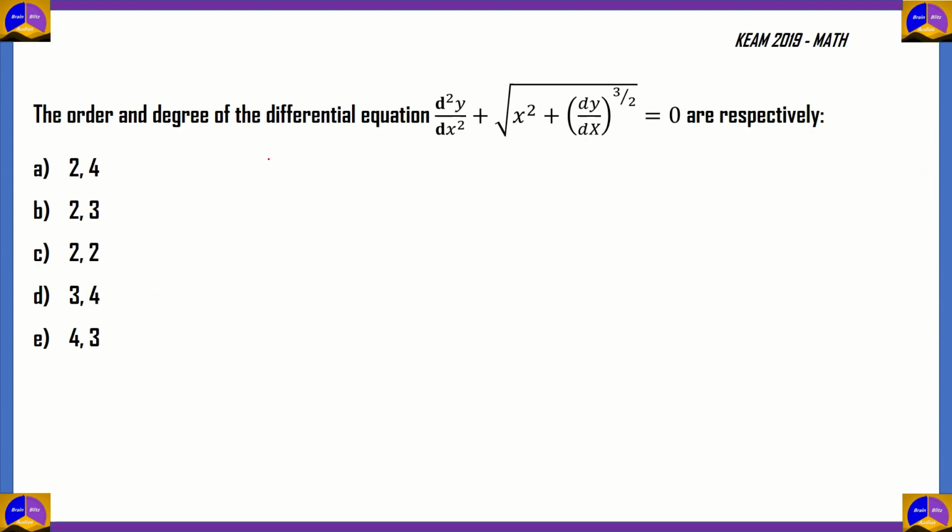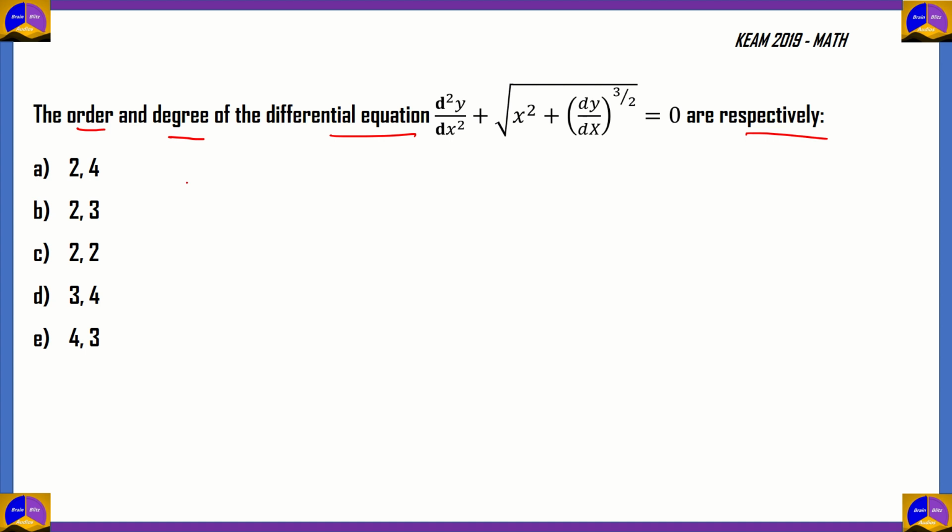Now let's look at the final question for today. The order and degree of the differential equation d squared y by dx squared plus under root of x squared plus dy by dx, the whole raised to 3 by 2, is equal to 0, are respectively: 2, 4; 2, 3; 2, 2; 3, 4; 4, 3. So how do we solve this question?